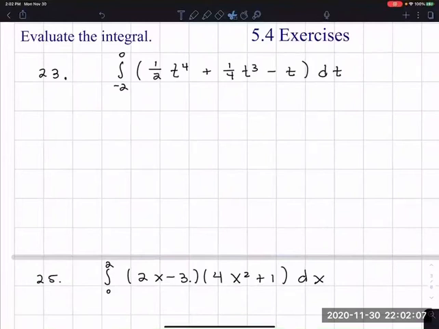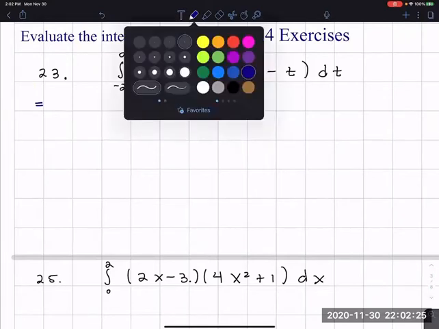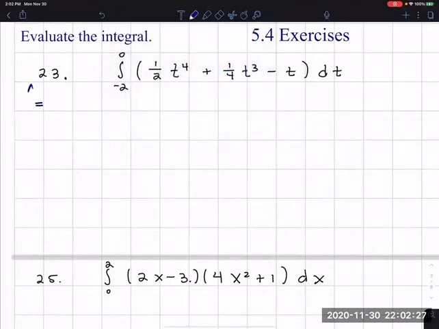Okay, here we do number 23, where we evaluate the integral, section 5.4. And we're simply going to use the fundamental theorem of calculus, part 2. What I do is I first find the antiderivative. So that's just the steps that we take. We do an antiderivative. And that's our first step.